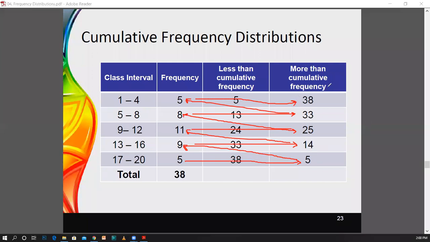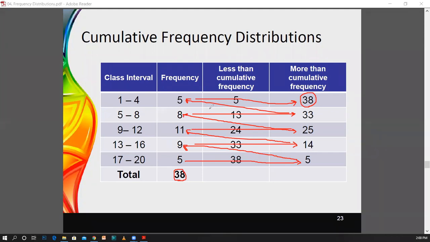If you are using this more than cumulative frequencies, then the value which appears in the first row should be equal to the total number of observations. If you have done the calculation correctly, you will get this number which is equal to the total number of observations. Now we'll see what is denoted by this more than cumulative frequency.